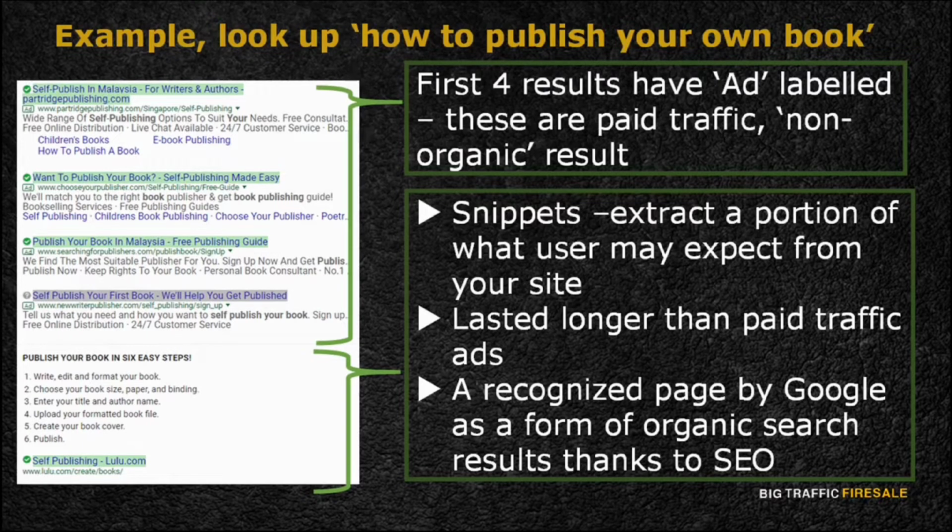Say, for example, you look up in Google browser on how to publish your own book, or simply publish your book. You'll see up to 10 search results from this first page. As you can see, the first 4 results have ad labeled beside their link. These are paid traffic ads or simply non-organic results.